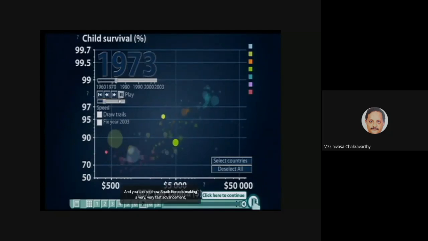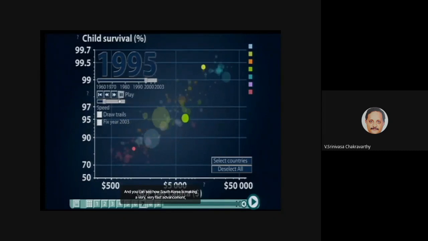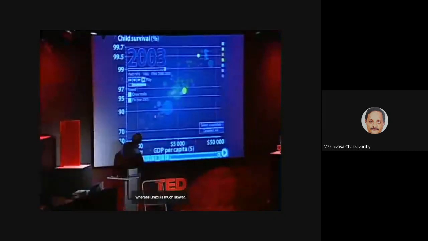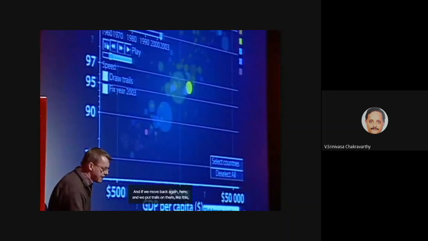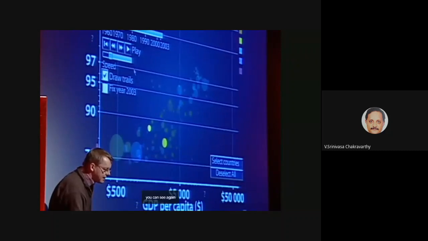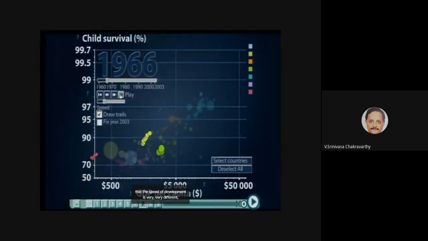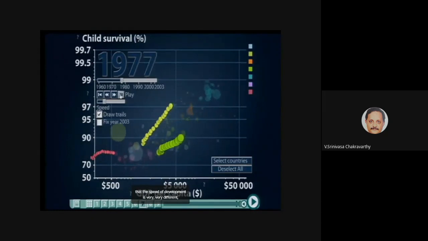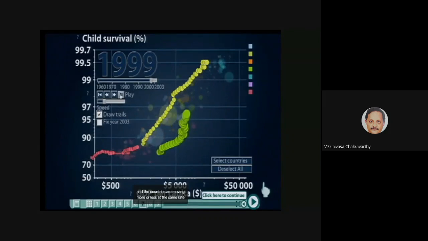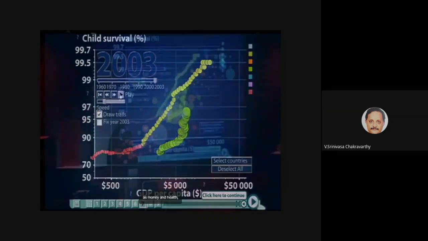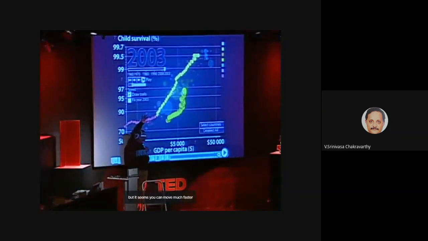And you can see how South Korea is making a very, very fast advancement, whereas Brazil is much slower. And if we move back again here, and we put on trails on them like this, you can see again that the speed of development is very, very different. And the countries are moving more or less at the same rate in money and health. But it seems you can move much faster if you are healthy first than if you are wealthy first.